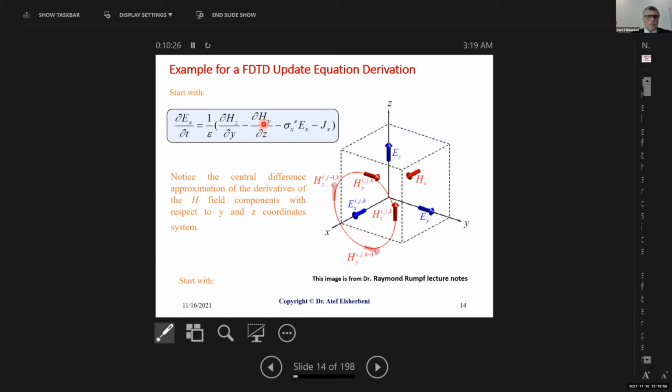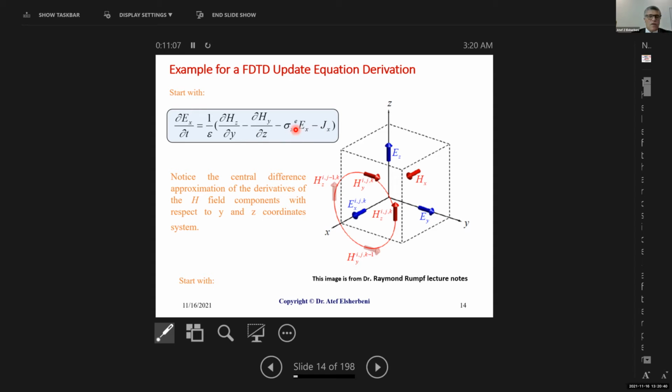The same thing we are going to do for Hy. Hy is here, and I need to differentiate Hy with respect to the Z axis, and it needs to be at the position of Ex. So I need this component of Hy and this component of Hy, they are going to be subtracted from each other and then divided by delta Z, giving me the derivative of Hy at the position of Ex. So keeping in mind that every term here has to be positioned at the position of Ex, those four components of H are going to be used in those differentiations.